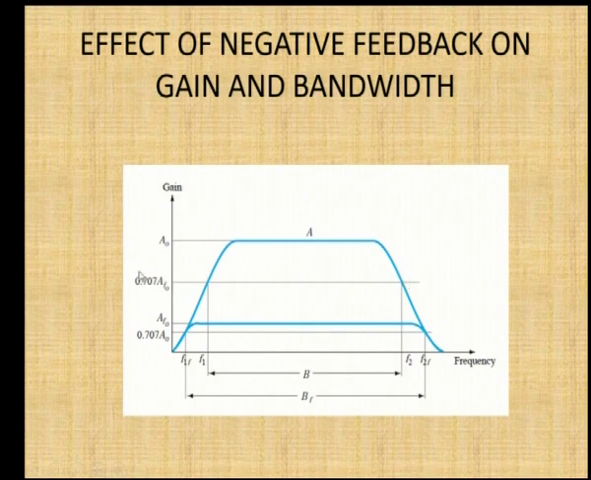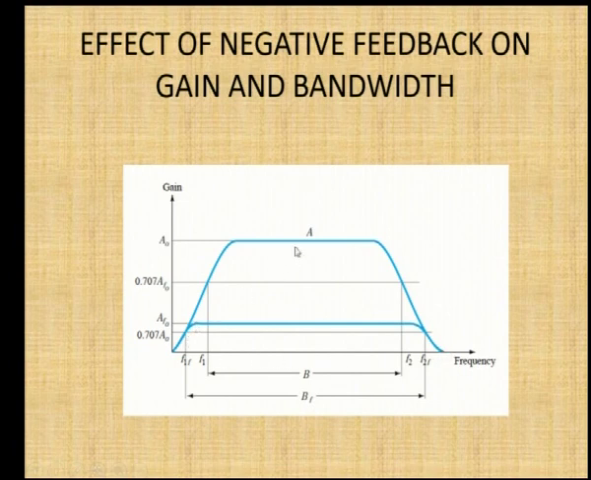If you take it in normal units, then it is 0.707 A, that is, A by root 2, that is the value here. If it is in dB, then it is 3 dB down from this point. And if you give feedback, what happens to the gain and what happens to the bandwidth, we will be seeing now. So, here this AF0 curve is for the amplifier with the feedback.